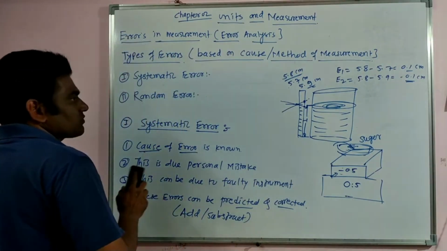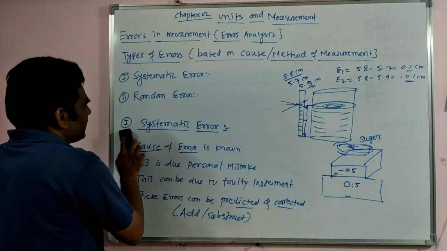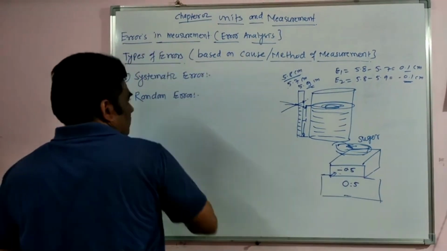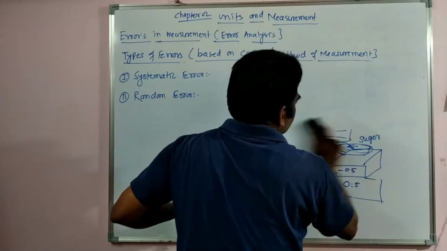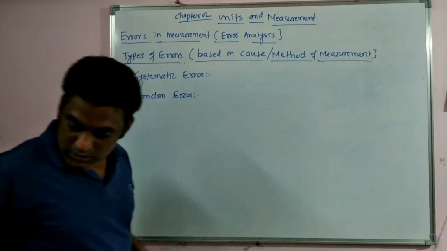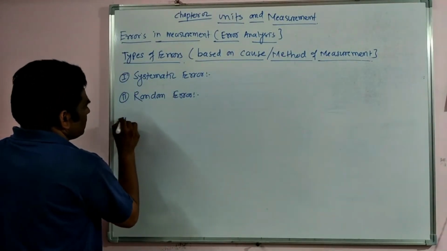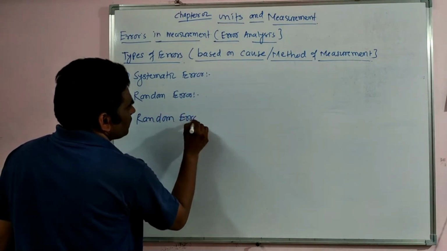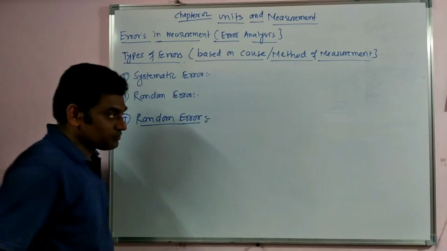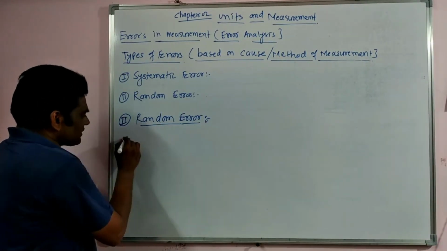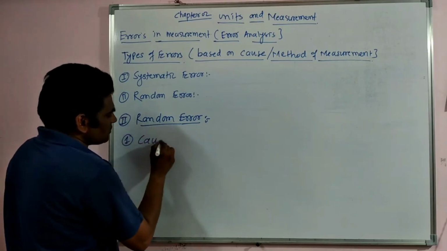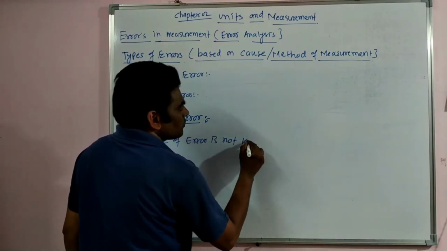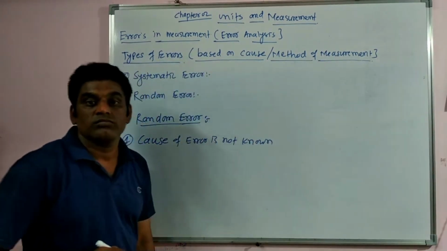Okay. Another, you note down this. Another is random error. Random error. Okay, now look. In this type of error, the cause of the error is not known. Cause of error is not known.